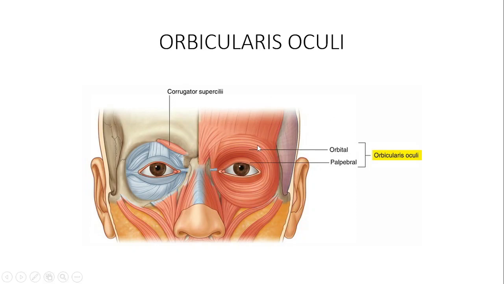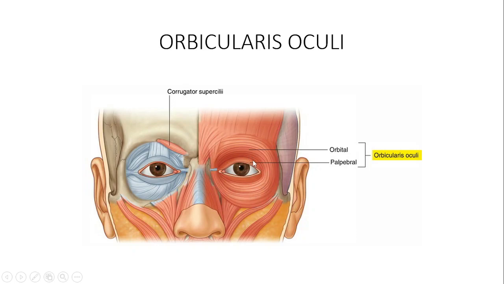Let's talk about certain muscles that are found within the eyelids. We have the orbicularis oculi muscle, which is joined into several concentric layers. There are two main types of the orbicularis oculi muscle. We have the orbital, which is a bit deeper into the orbit, and the palpebral, which is found around the eyelid itself.